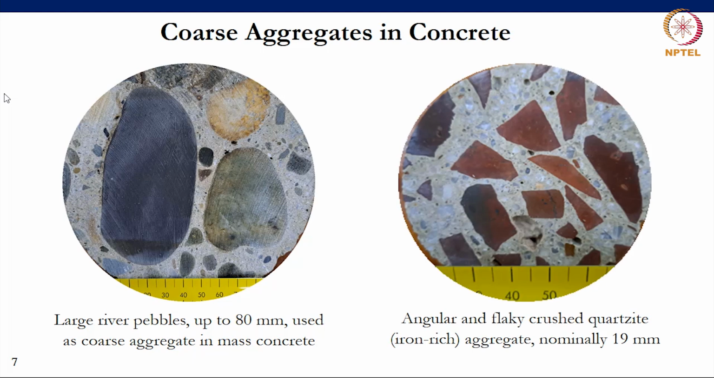On the other hand, here's a nominally 19 millimeter aggregate, which is rather angular and flaky. It's an iron-rich quartzite available here in South Africa. What is interesting is the very flaky nature of this material, which will cause particle interaction friction and may in fact have the effect of reducing workability. Note how acute some of the angles are on these particles.